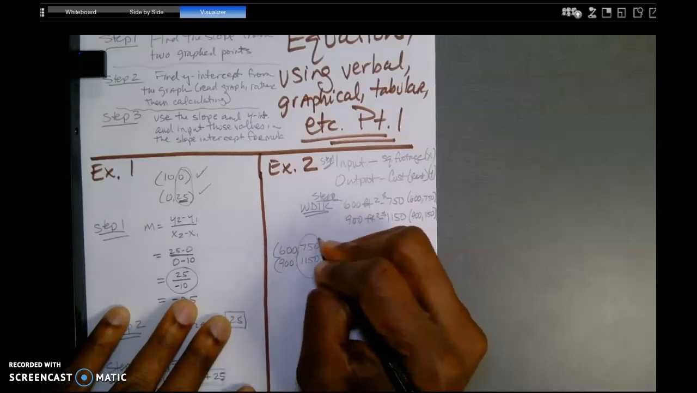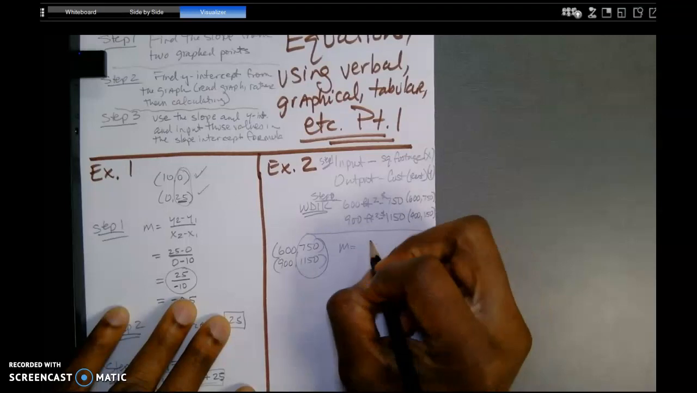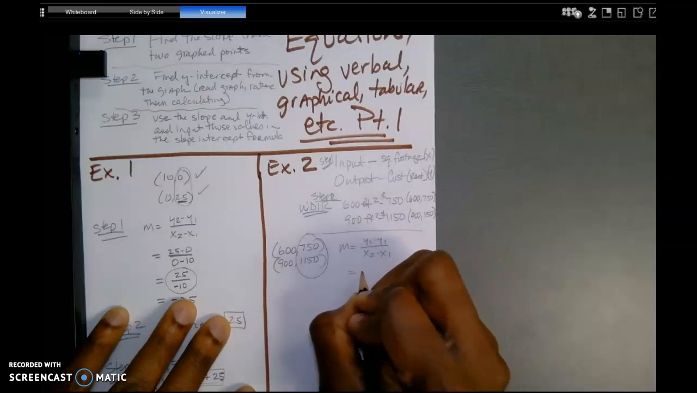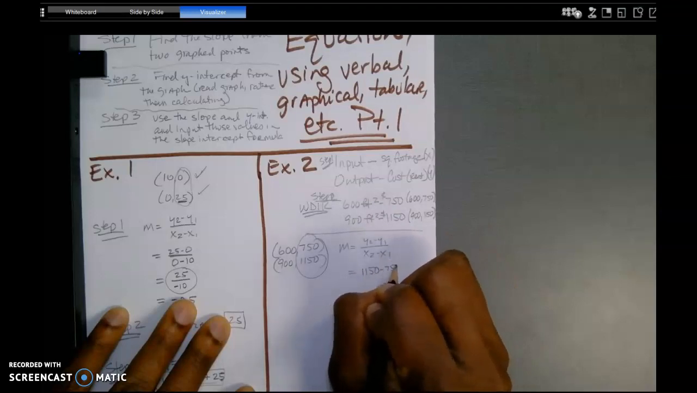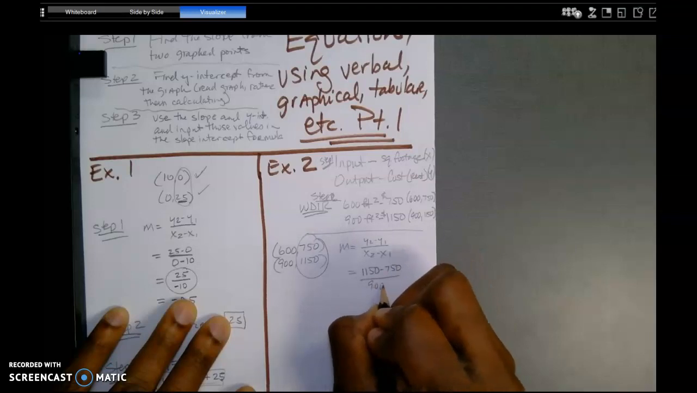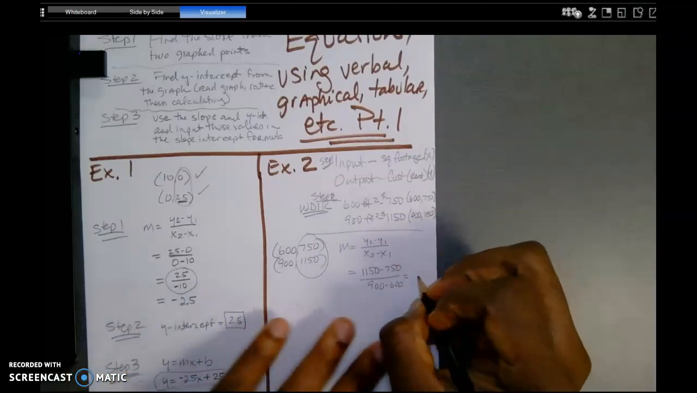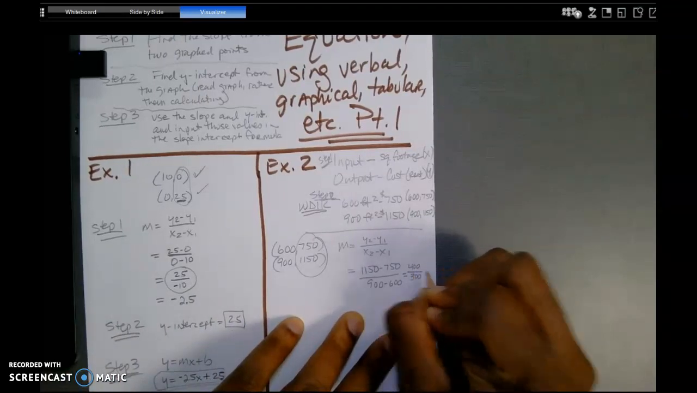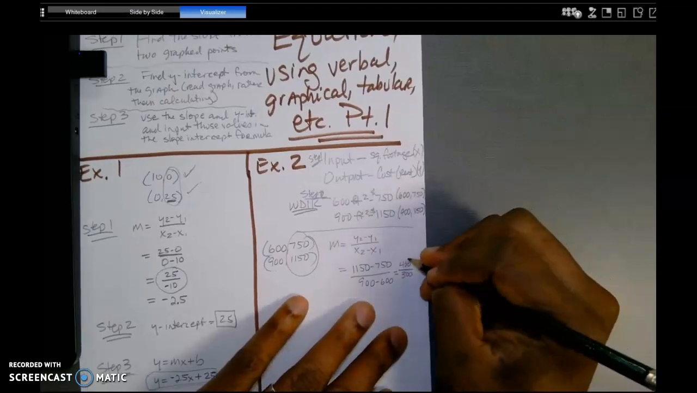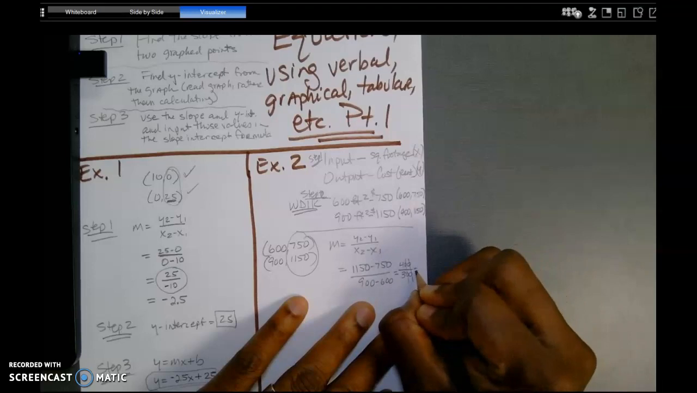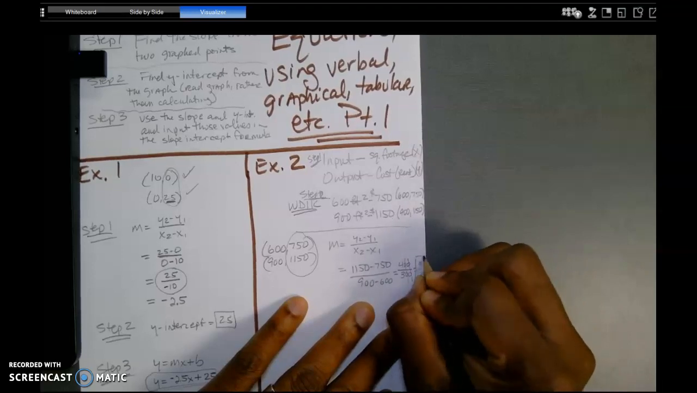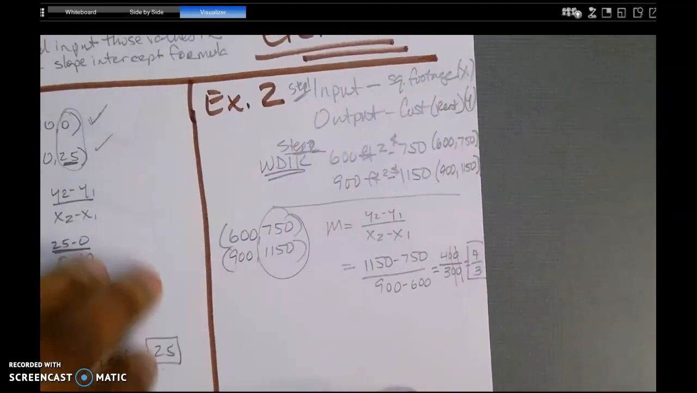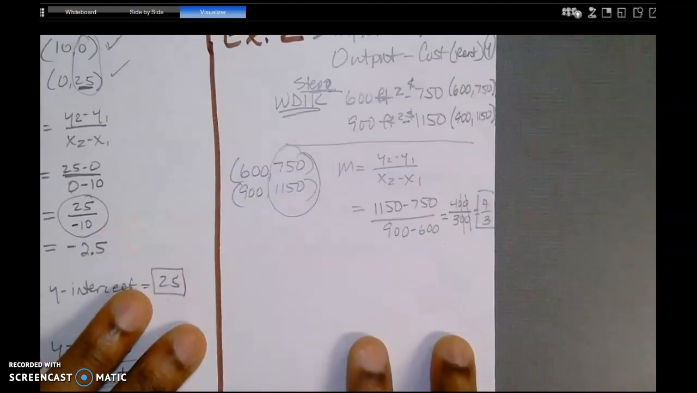Ordered pairs, these are my Y values. I'm going to use this to identify my slope, Y2 minus Y1 over X2 minus X1. This becomes 1150 minus 750 over 900 minus 600, which is going to simplify to 400 over 300. Now, a little trick. I can simplify by matching up zeros. Again, 4 over 3 is my slope. I'm going to zoom this in just a little bit. Okay. 4 over 3 is my slope.